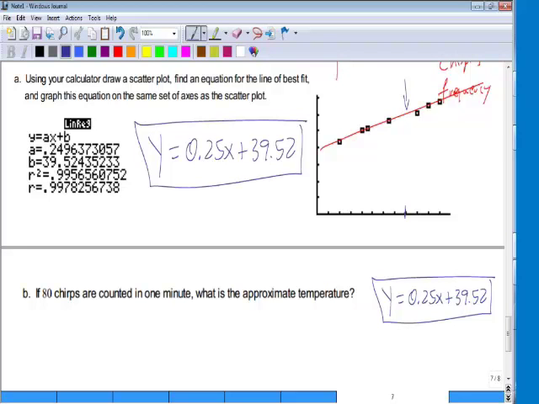And then, let's see, where is our chirping frequency? That's the x-axis, right? 10, 20, 30, 40. Is that the x-axis or the y-axis? Y-axis is temperature. 80 chirps in 1 minute. No, that's within our bounds.